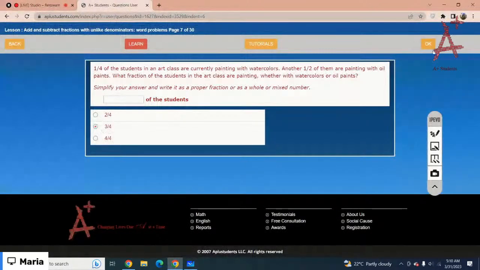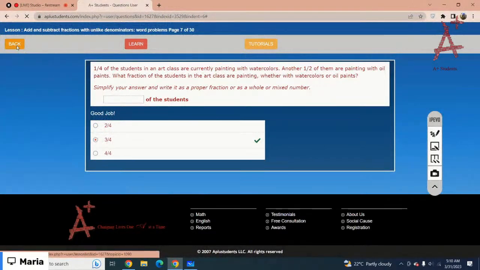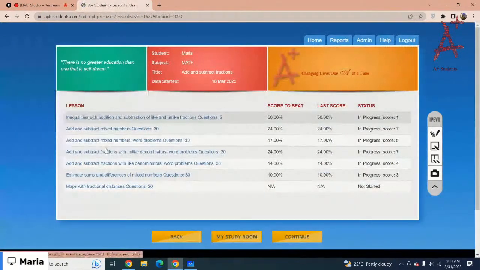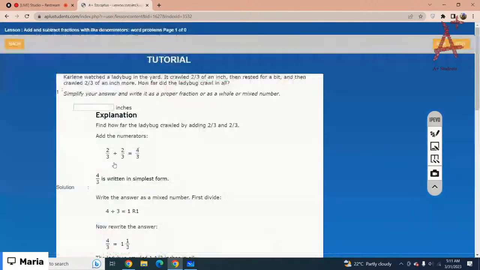Okay, you can complete the test by yourself later today. Let me just move on to the next lesson. Okay, the next lesson is add and subtract fractions with like denominators, word problems. So now you have simply like denominators. So adding the fractions with like denominators is very easy. You simply add their numerators. Got it? Let's just start with the first example.